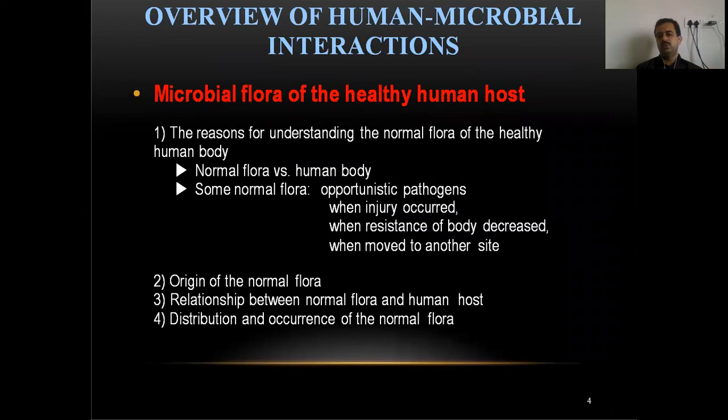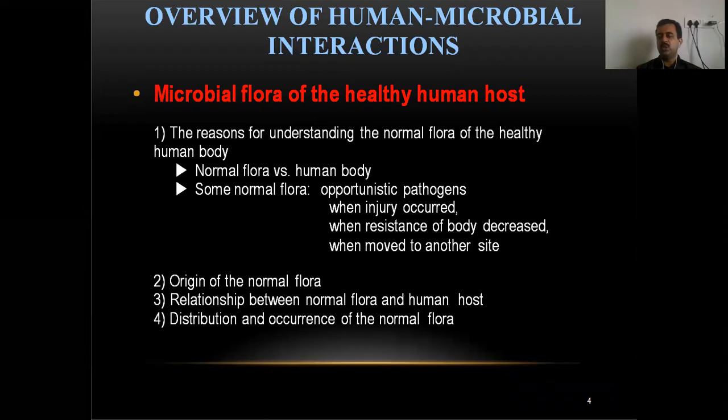Now, microflora of the human host. The reason for understanding the normal microflora is normal flora versus the human body. Now, some normal flora may be opportunistic pathogens. What are these opportunistic pathogens? These are organisms which, under certain circumstances or conditions, may have some pathogenic effects, which may be harmful to the human body as well. So, these are called opportunistic pathogens.